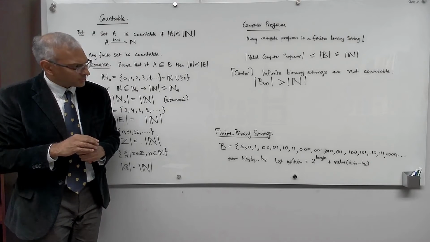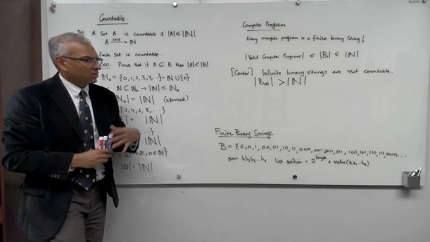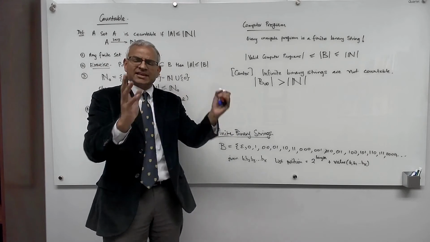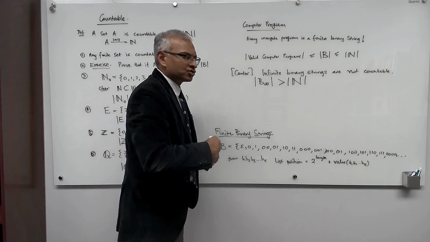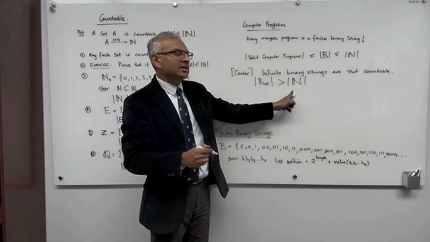And so I'm going to erase this, and I'm going to show you the beautiful proof of this. It's a proof by contradiction. Fantastic proof. Let me just remind you what we have to show. What do we have to show? In order to show this, we have to show that there is no injection.